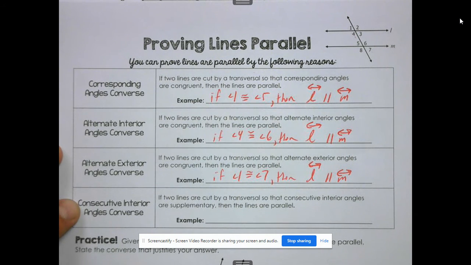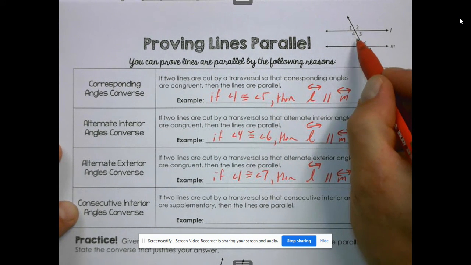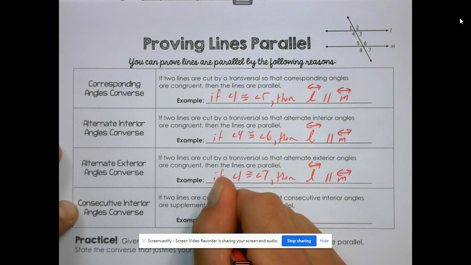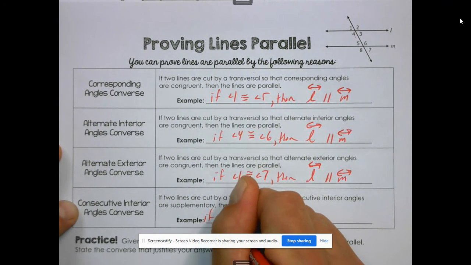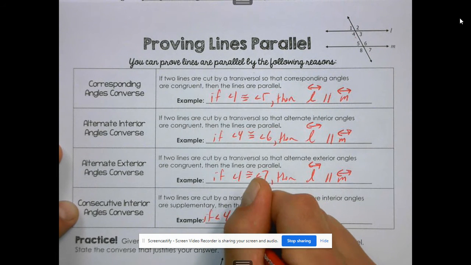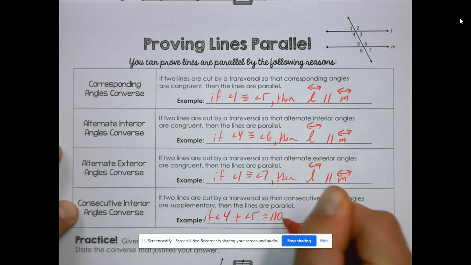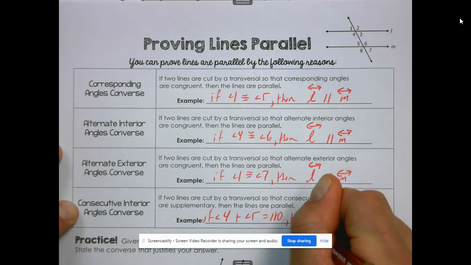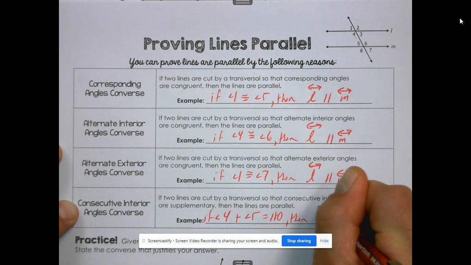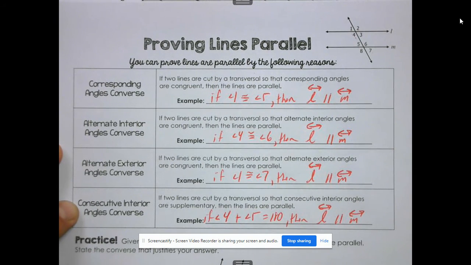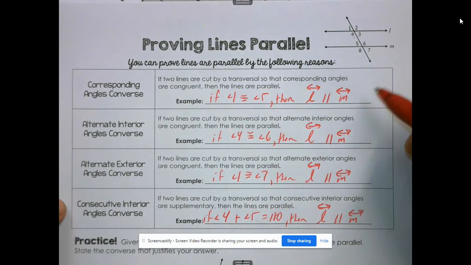And the last one, consecutive interiors, let's go 4 and 5. If angle 4 plus angle 5 equals 180, then line L is parallel to line M. All right, so if you have one of these 4 cases, we can prove that 2 lines are parallel to each other.